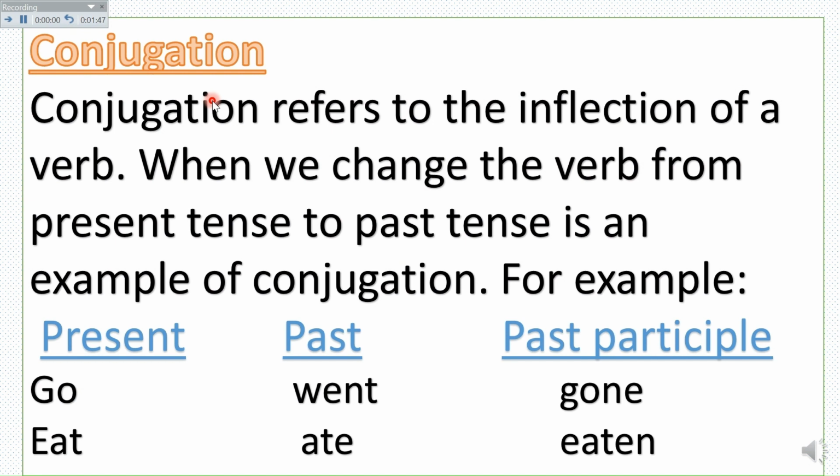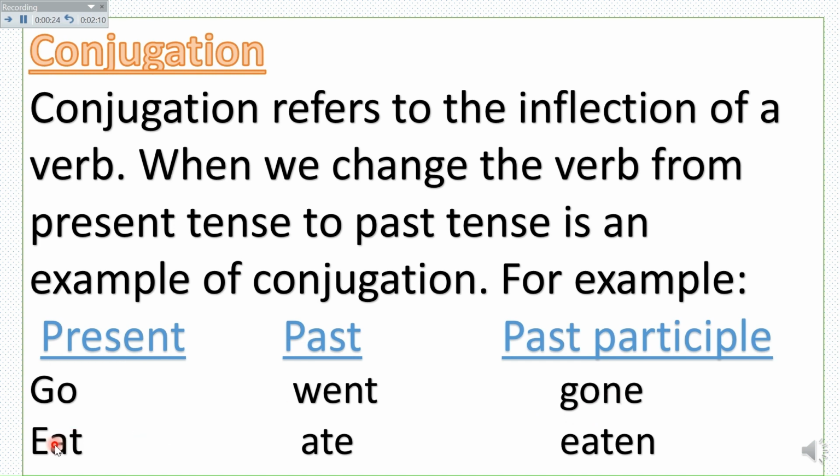What is conjugation? Conjugation refers to the inflection of a verb. When we change the verb from present tense to past tense, it is an example of conjugation. For example, present, past, and past participle. These are the conjugation of a verb. Like go is a verb, which is changed into past went and past participle gone. This is the conjugation of the verb, right?